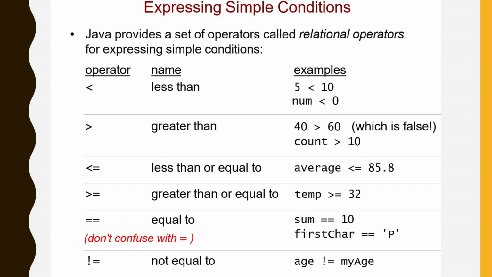So for example, you have the condition whether the variable sum is equal to 10, or you have the condition whether the character type variable called firstChar is equal to the character p. Similarly, you will also use the exclamation sign and then another equal sign. When you combine them together, it expresses the condition that is not equal to.